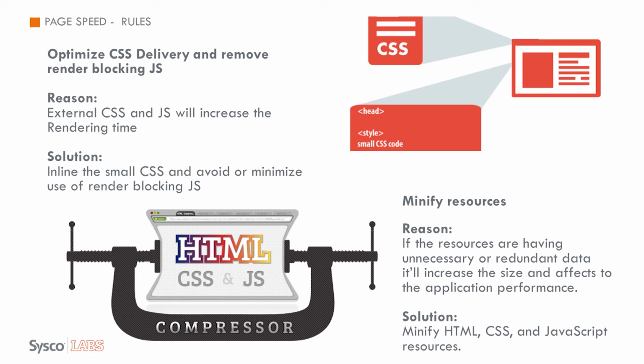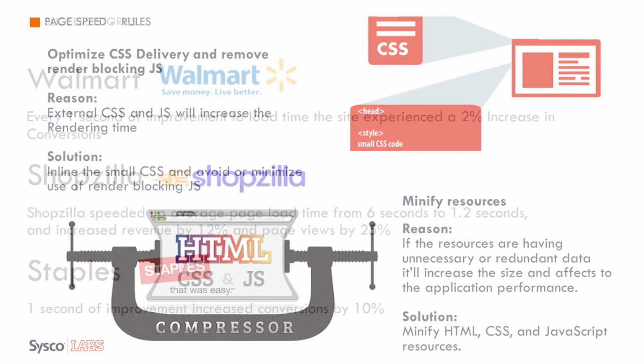And after that, the minification of the resources. As I mentioned with the images as well, here we can reduce the content of the HTML. We might have redundant data, so we can remove that redundant data, and we can also reduce the CSS and JavaScript size by minifying those. So that is something that we need to do in order to make those resources download faster.